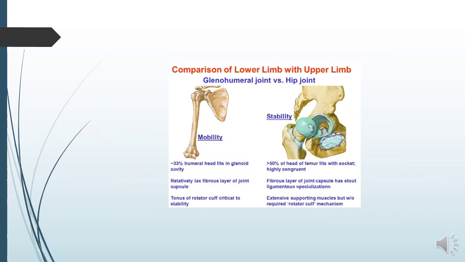This slide is showing you a comparison between the head of the humerus fitting into the glenoid cavity versus the head of the femur fitting into the acetabulum of the os coxae, or the innominate bone. And what you see here is that the hip is built for stability with the deep cup, whereas the shoulder joint, which can be easily dislocated, is built for mobility.